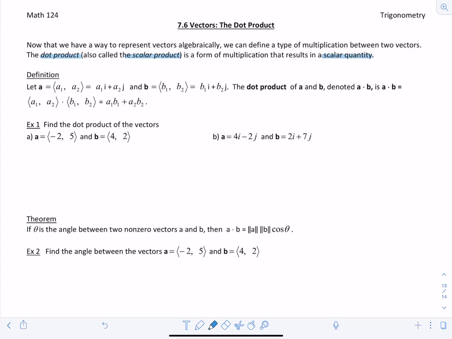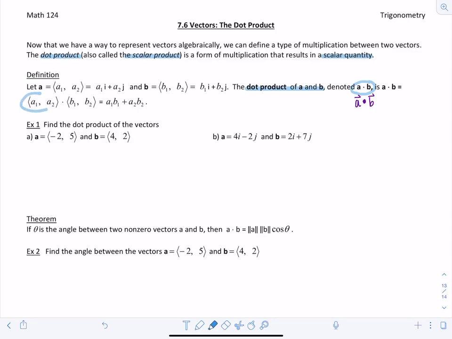So here's the definition. If you have vector A with components A1 and A2, which you could write A1 i hat plus A2 j hat, and then you have vector B with components B1, B2, which you could also write as B1 i hat plus B2 j hat, we say that the dot product of A and B, which is denoted by putting a heavy dot between A and B. So normally in math you see a dot as multiplication, but this is more bold. And the dot product is defined to be the following.